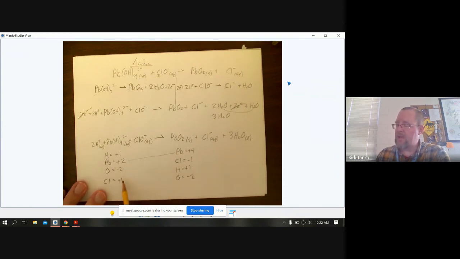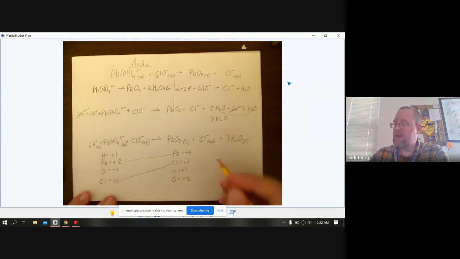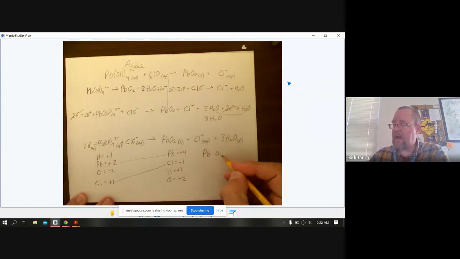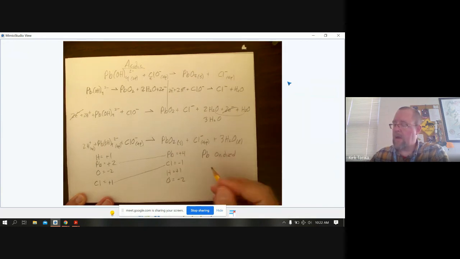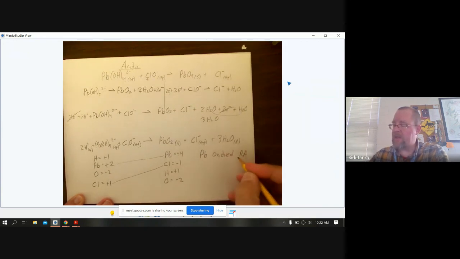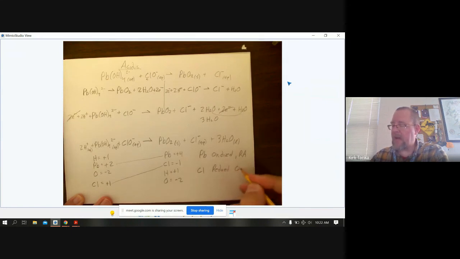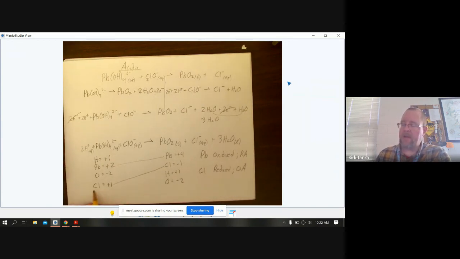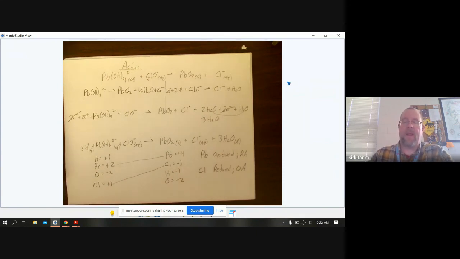So I look at that and I can see, well, look what has changed. My lead has changed and my chlorine has changed. So what is being oxidized? Oxidized is losing electrons. It goes up in charge. My lead is oxidized. So Pb is oxidized. That means it's the reducing agent. And then Cl is reduced. That means it's the oxidizing agent. Because Cl goes from +1, it gains electrons, it becomes more negative.